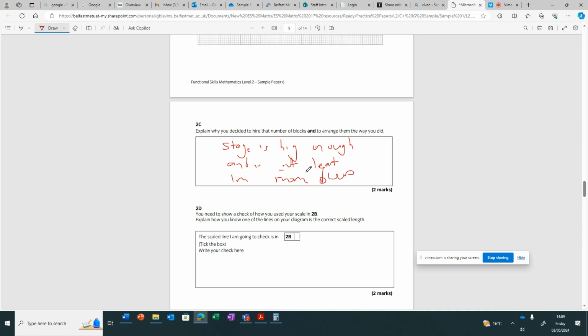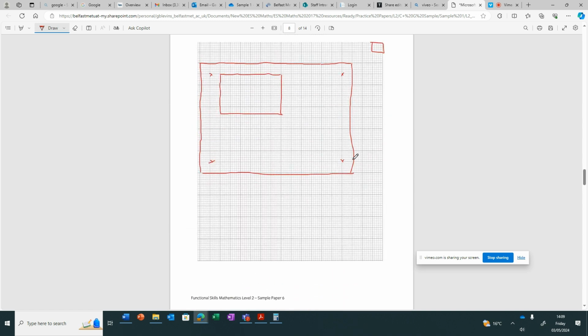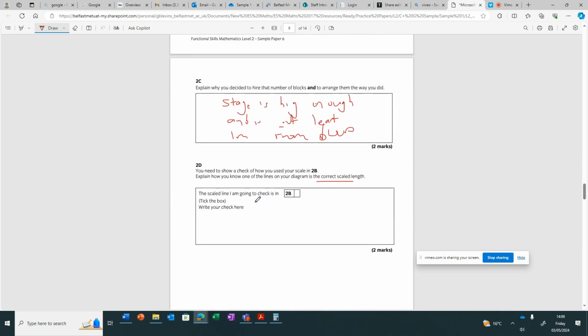So to check, you need to show how you used your scale. How you know one of the lines in the dark is the correct scale. Well, if we take this is 10 centimeters. Well, what's your check here? Well, you know that 1 centimeter equals 1 meter. Yours has 10 centimeters. So 10 times 1 is 10 meters. So you would expect your line of 10 meters to be 10 centimeters, and that's a check.